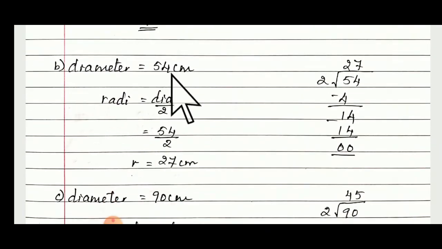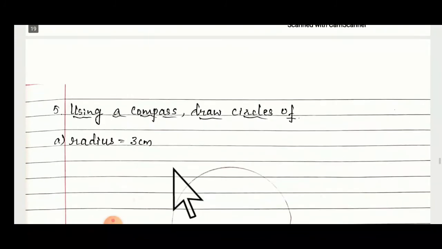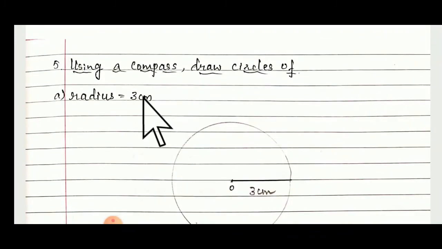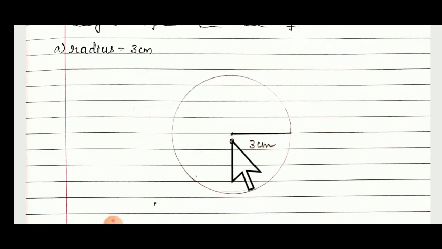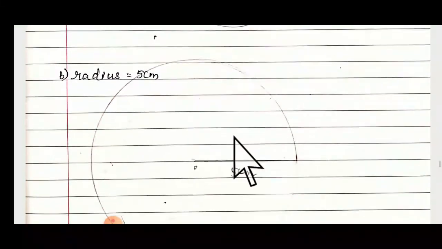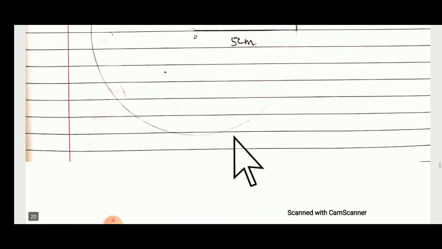Similarly, B, diameter is 54. Write down the formula. Radius is equal to diameter divided by 2. Do the working, you will get 27 as radius. C is also done. Now, using a compass, you have to draw the circle. Take the radius from 0, measure with the scale and draw 3 centimeters with the compass, then draw the circle. See, the pencil will be outside and the sharp needle will be at the center. Similarly, do it for 5 centimeters also.